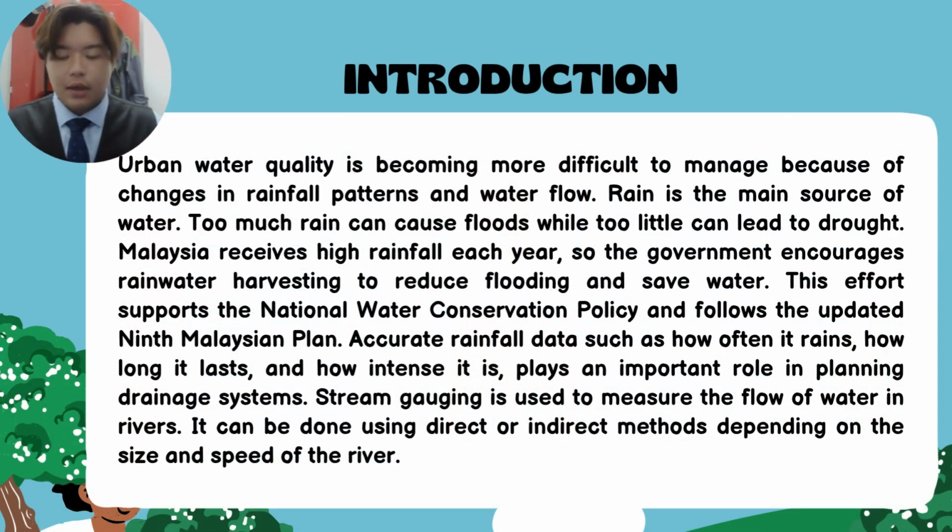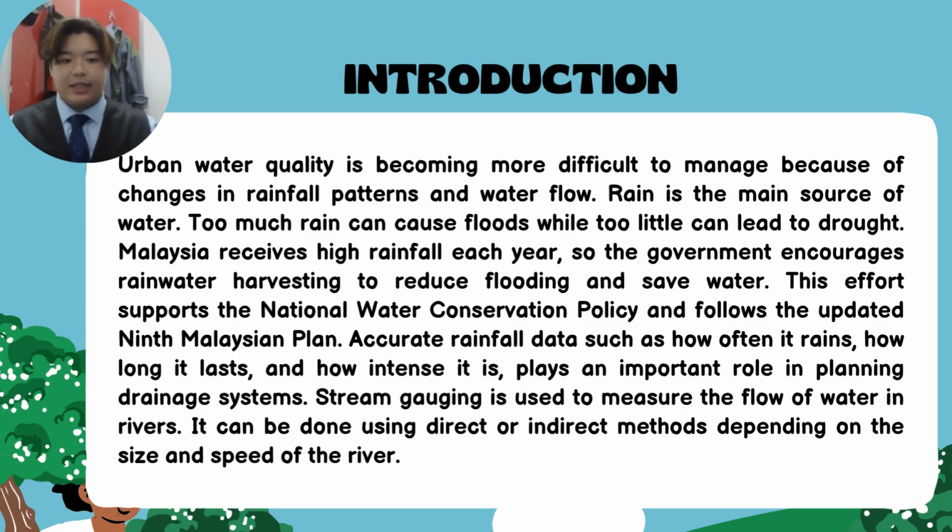For the introduction, urban water quality is becoming more difficult to manage because of changes in rainfall patterns and water flow. Rain is the main source of water. Too much rain can cause floods, while too little can lead to drought. Malaysia receives high rainfall each year, so the government encourages rainwater harvesting to reduce flooding and save water. This effort supports the National Water Conservation Policy and follows the updated 9th Malaysian Plan.